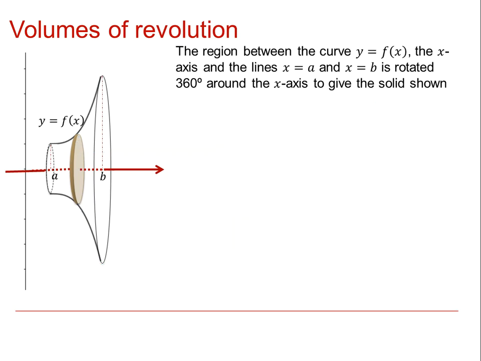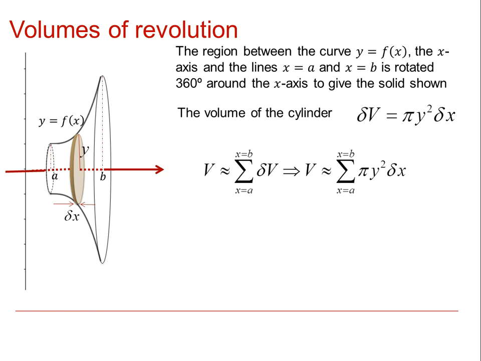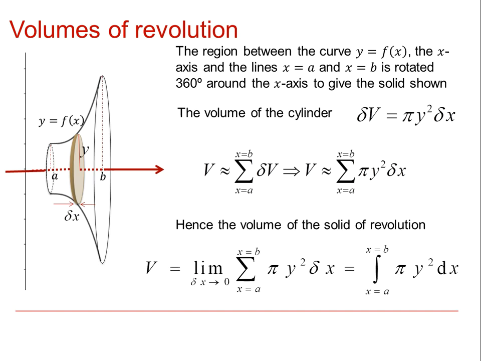So just running through that again then, we've got the height of the disk being y, its width delta x, and therefore the increment of the volume delta v, pi y squared, the area, multiplied by delta x. And then the volume is a limit of all of the sums, so it gives us the integral of pi y squared dx as being the volume of revolution about the x-axis.